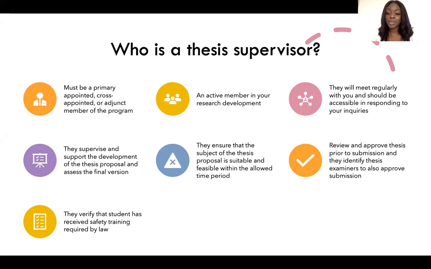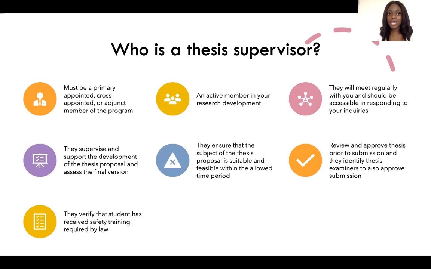So like I said, this is the person that is overseeing your whole research career pretty much during graduate school. And they also have to be someone that can meet with you regularly, and they should be accessible and responding to your inquiries. So I think that this is also something very important that you need to look out for, because luckily I've had very good thesis supervisors, ones that are very available, the ones that you can go and talk to.